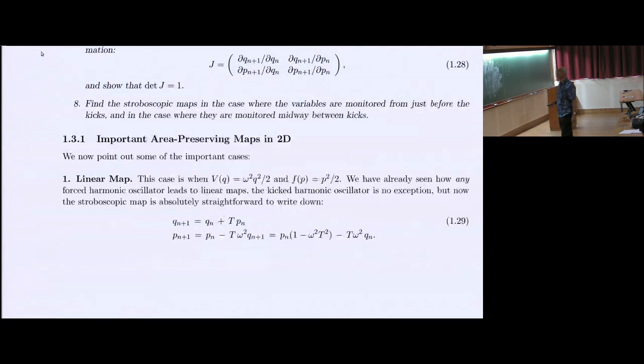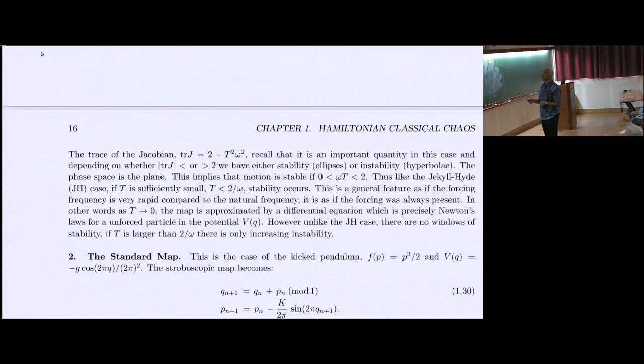And we'll take some special cases. A case when the kicking potential is a harmonic potential. A harmonic potential leads to a linear map, which we already know how to solve. So this is another example of a linear map like the Jekyll and Hyde map, and you should actually compare it. Here also there is a forcing, there is a natural frequency, and you can figure out when it is stable and when it is unstable. And there are very interesting differences between this and the Jekyll and Hyde case. You should look at what happens.